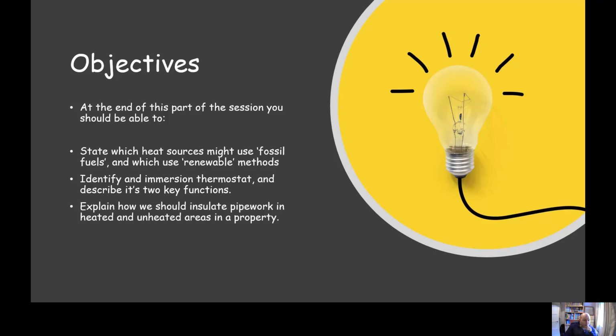Identify immersion stats and also describe its two key functions. It will do two things as well. One will be, obviously, control the temperature, and the other one we're going to find out as we go through. And also I want you to explain how we should insulate pipework in heated and unheated areas of the property. It will differ. The amount of insulation you need will differ, whether actually insulation at all will differ.